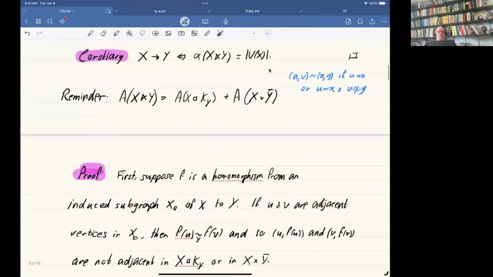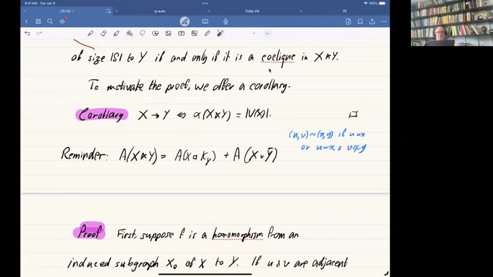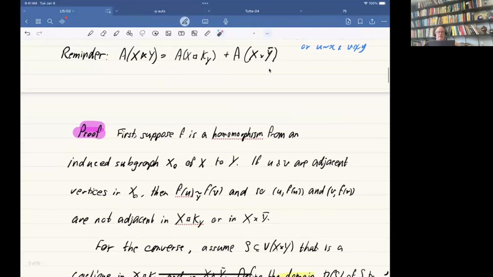So we want to prove that the homomorphisms from a subgraph of X to Y correspond to co-cliques of the right size. Suppose f is a homomorphism from an induced subgraph X_0 of X to Y. If u and v are adjacent vertices in X_0, then their images are adjacent in Y because f is a homomorphism. So they're adjacent, and since the first coordinates are adjacent, the only way these two vertices could be adjacent in the product is if f(u) were not adjacent to f(v), but it is, because f is a homomorphism.